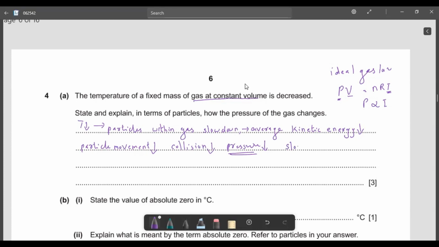as the slower moving particles, all the particles are moving in a slower motion. So these slower moving particles have less momentum. And they collide with the walls with lesser force. Collide with the container walls with lesser force.